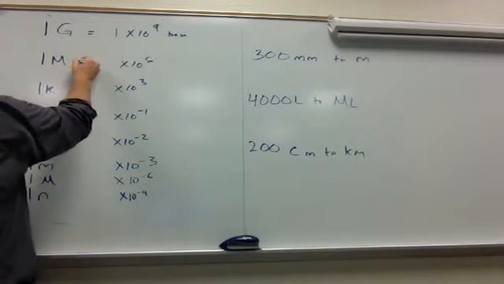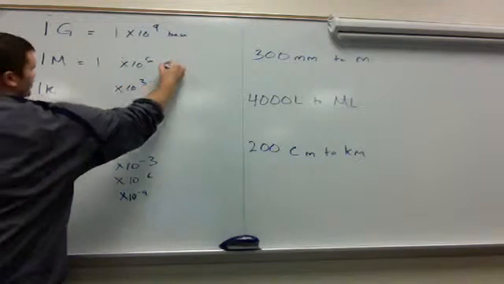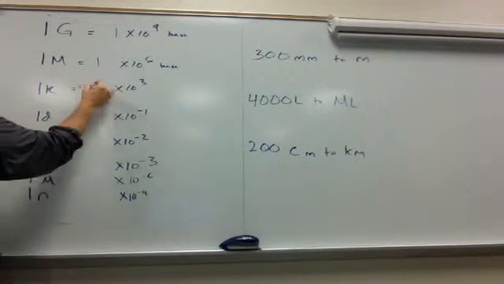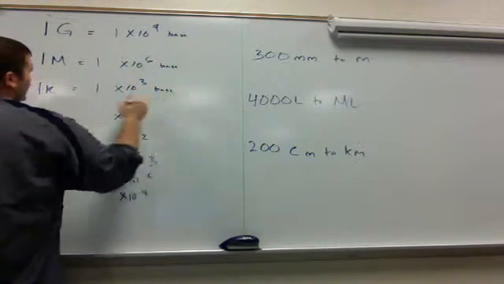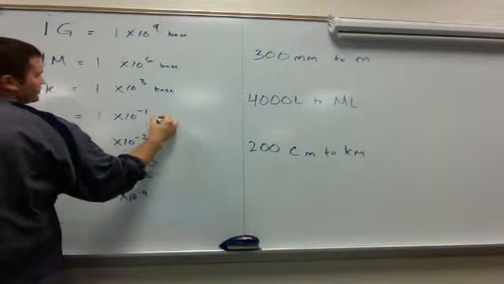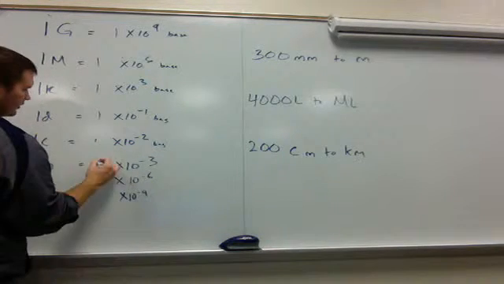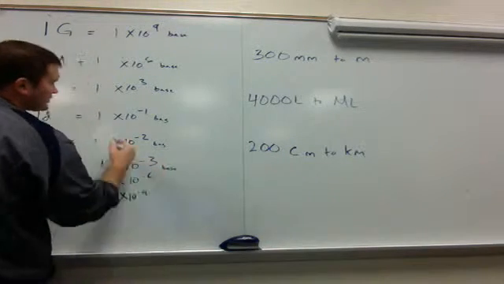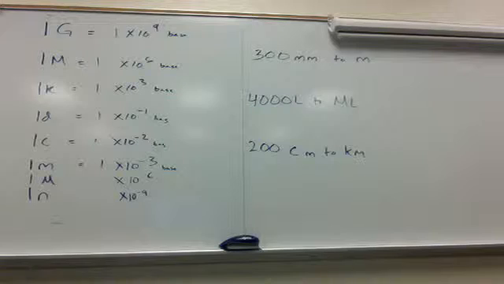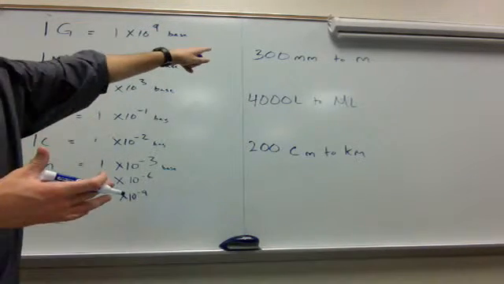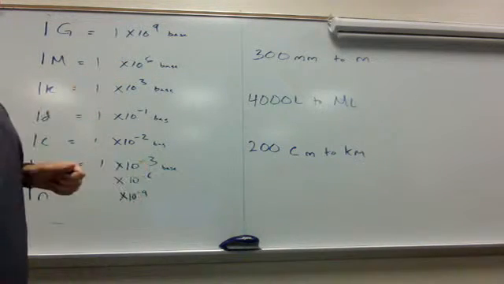Same thing here. 1 mega equals 1 times 10 to the 6th base. 1 kilo equals 1 times 10 to the 3rd base. 1 deci equals 1 times 10 to the 1st base. And so on. Okay? The reason I'm writing this is because this is the equivalency, the equation that I'm going to use when I'm converting these over here. Okay, so let's do this first one.